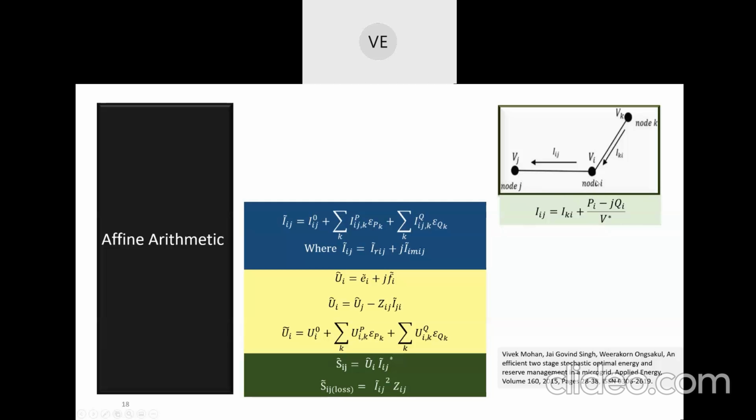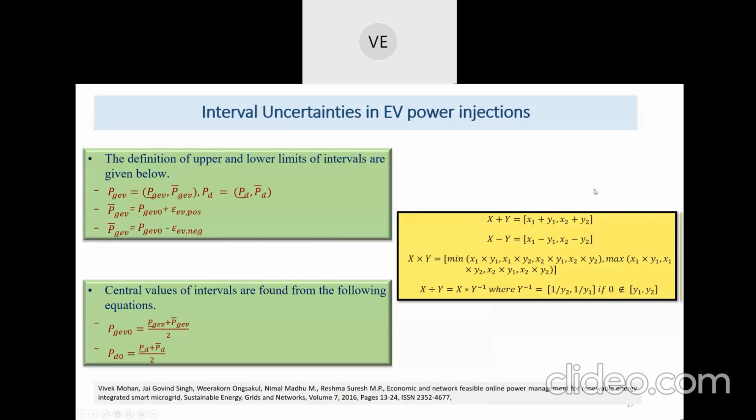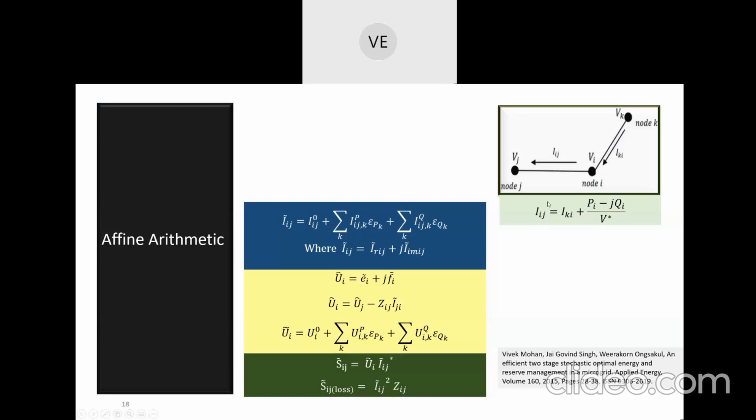But the problem is this current injection is uncertain. This is represented in terms of interval using interval arithmetic. So basically what you have is I lower bar and I upper bar. If only electric vehicles are there in this particular node, based on the maximum and minimum active power generated by discharging electric vehicles at that node, we have an upper limit and lower limit for current. So current is an interval. IIJ bar is there, IIJ upper bar is there, IIJ lower bar is there.